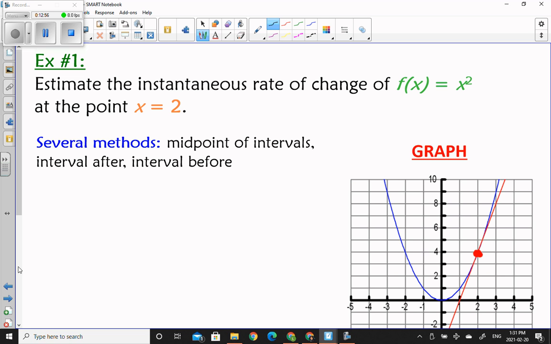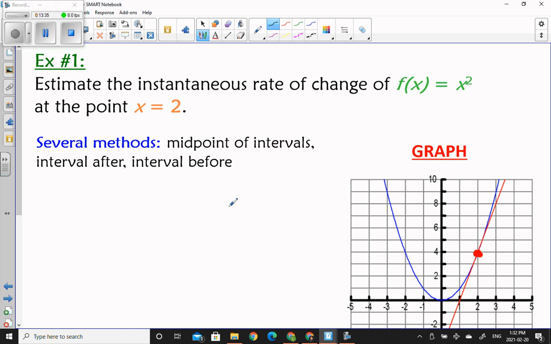Let's try an example. Estimate the instantaneous rate of change of f of x equals x squared at the point x equals 2. There are several methods that we can use to find this. We can use intervals that are just before and just after this point, x equals 2. We can choose an interval where we go from 2 to an interval just after it, or we can choose an interval before 2. So there are several methods, and we can choose any one that we want.